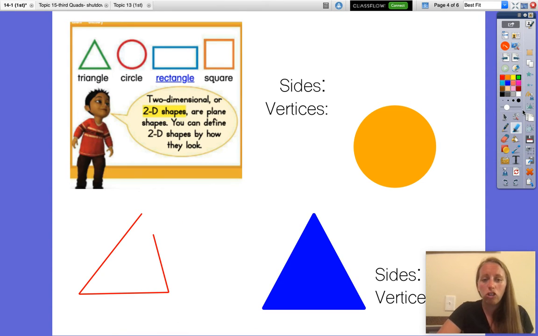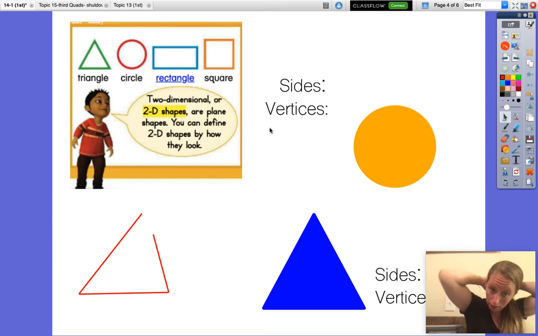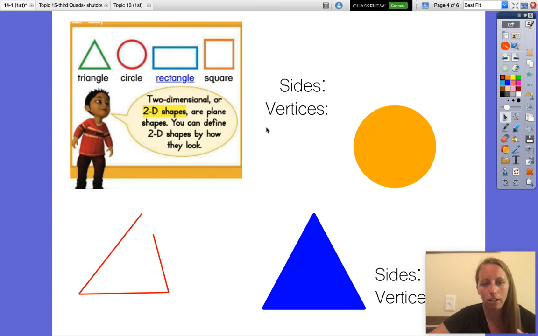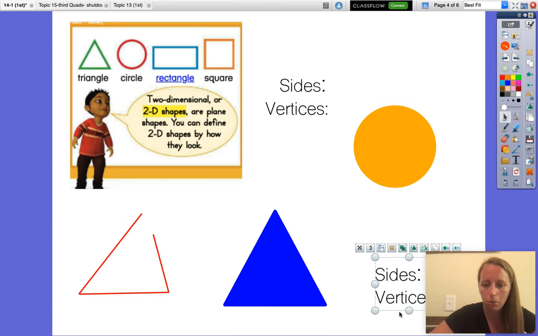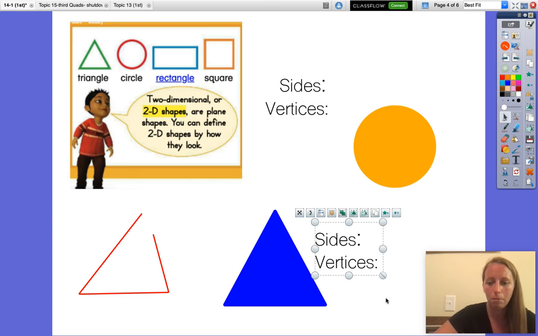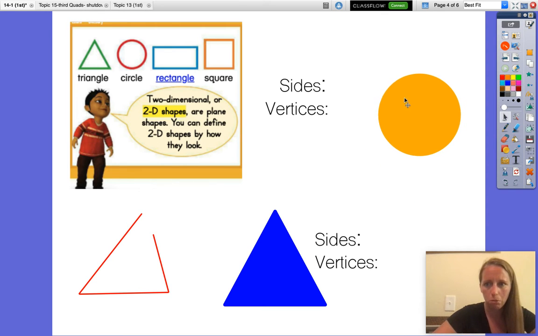So these shapes are 2-dimensional or 2D shapes. That's how we would name them. They're plane shapes, and we can define 2D shapes by how they look, which means we can name them by how they look. So we're going to take a look at these shapes right now and talk about how many sides and how many vertices they have. Those are pretty big words.